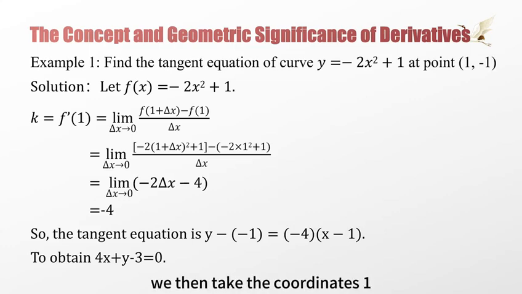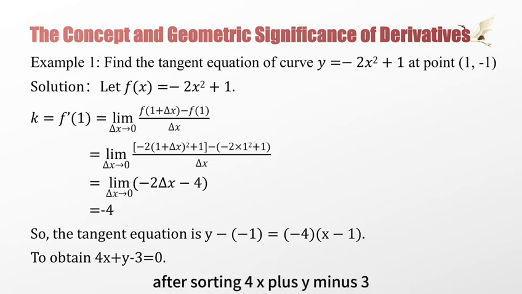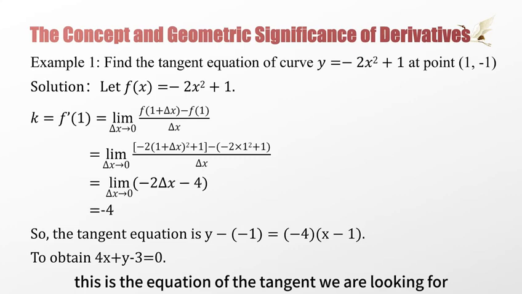We then substitute the coordinates (1, -1) of the tangent point and the slope -4 into the point-slope equation, and we get y minus (-1) equals -4 times (x minus 1). After simplifying, 4x plus y minus 3 equals 0. This is the equation of the tangent we are looking for.